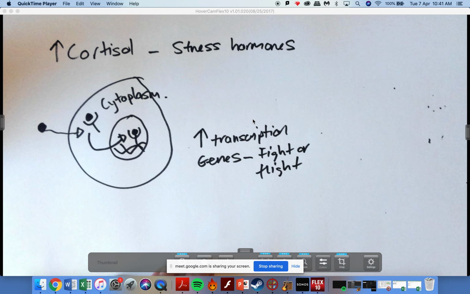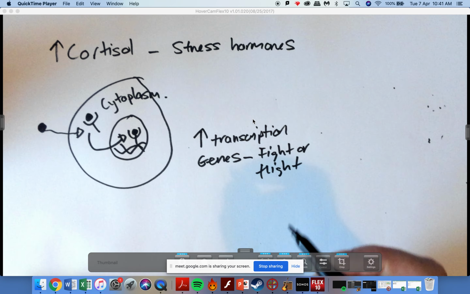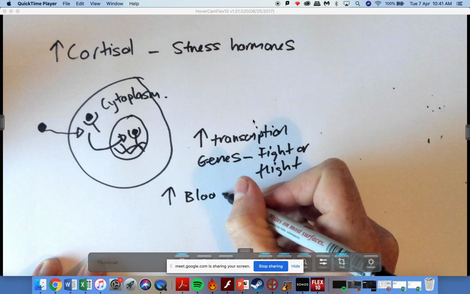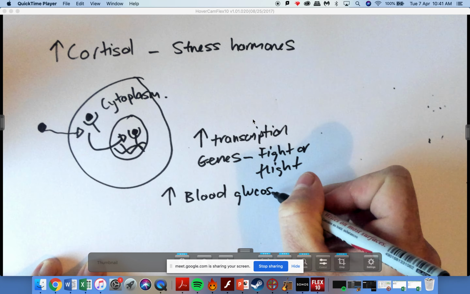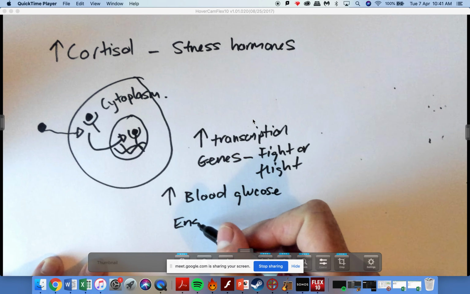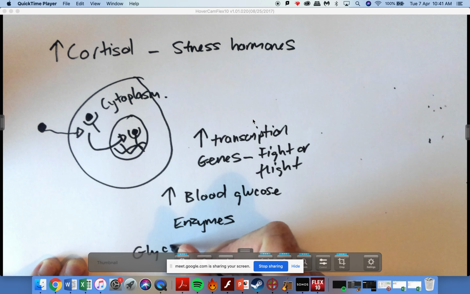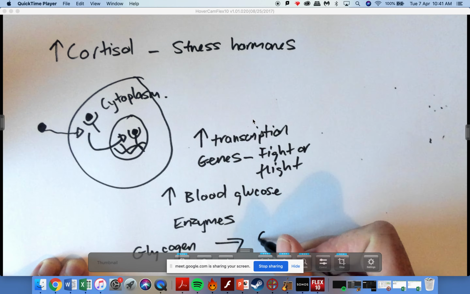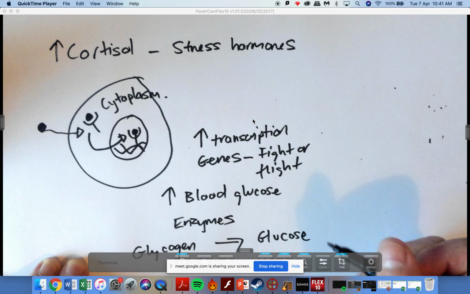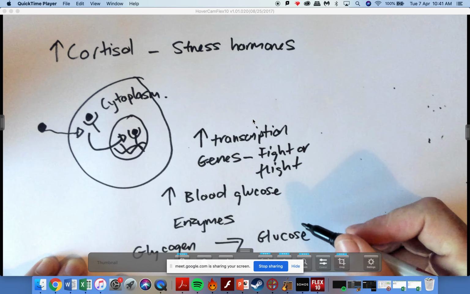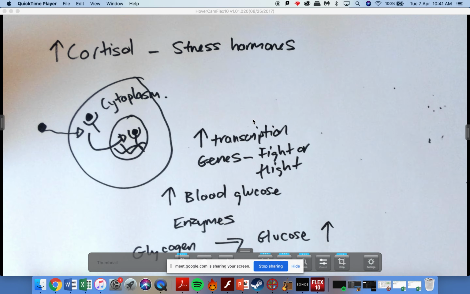And these are genes which are associated with increasing blood glucose. So a lot of the proteins and the enzymes which are causing the breakdown of glycogen into glucose. So it means that stress, that cortisol, can cause you to have a blood sugar spike. It can increase blood sugar.